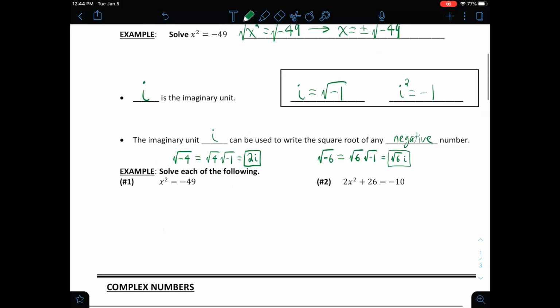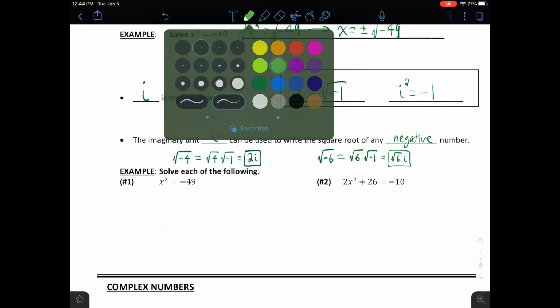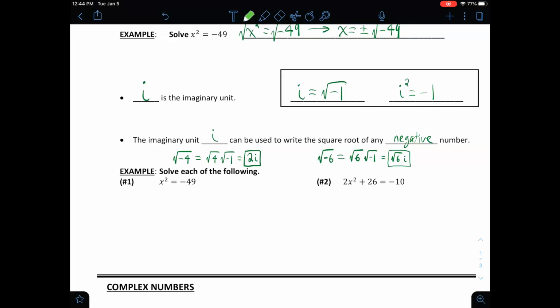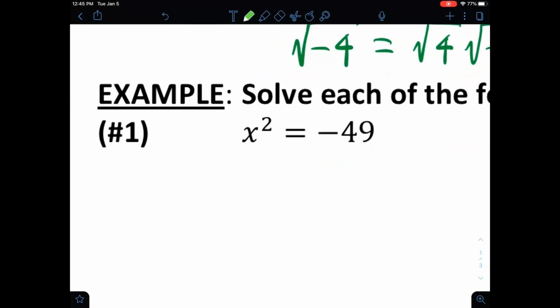Okay. So it's kind of a foreign idea, but hopefully it makes sense if you just stick with the definition that I gave you, all right?